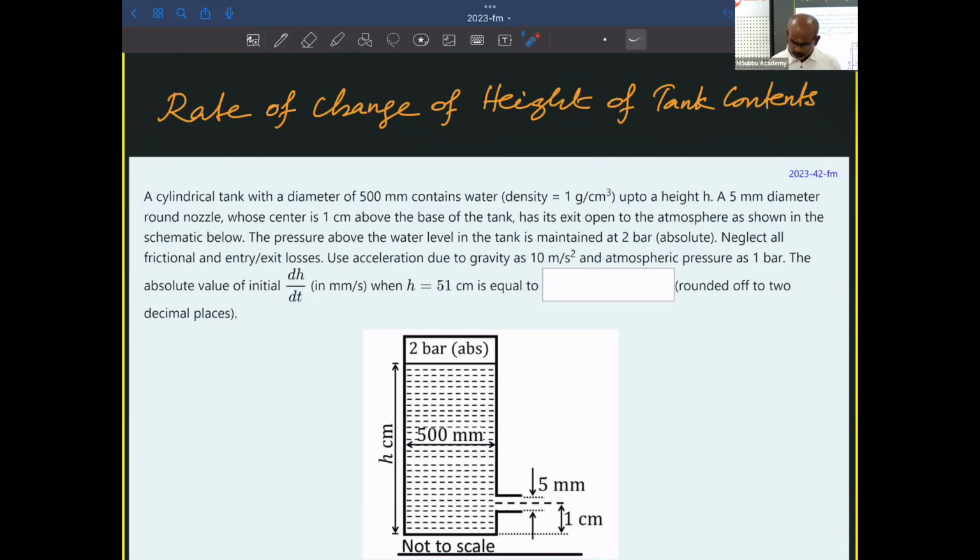Yeah, this is about finding the rate of change of height of the tank contents, or how fast this height is changing with time. That is, we need to get dH by dt of the tank contents. Okay, let us read the problem.